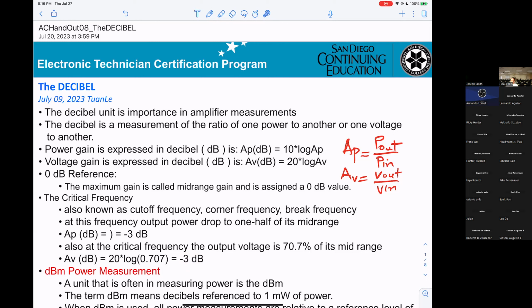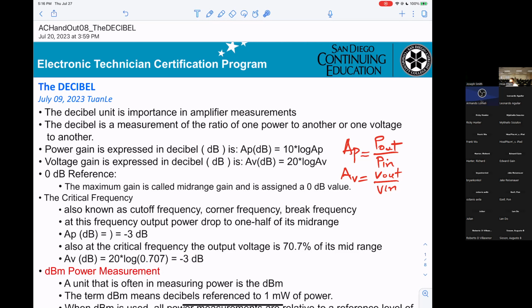That is only telling you that at this frequency, power will be down 3 dB, minus 3 dB. And also, the voltage will be down minus 3 dB.